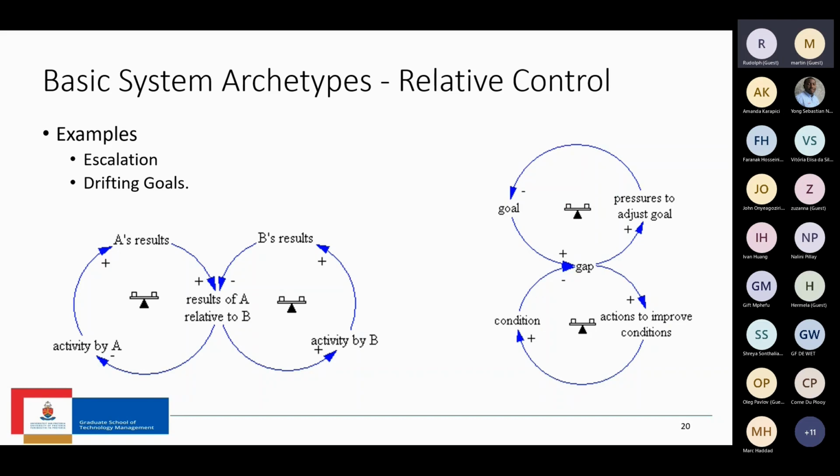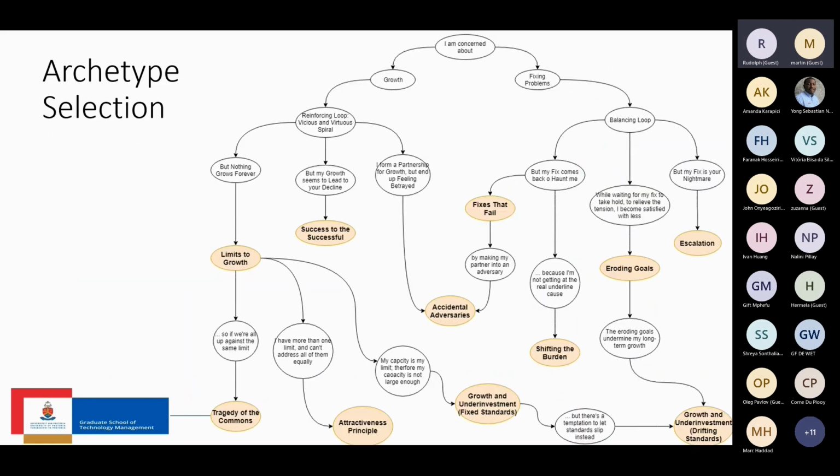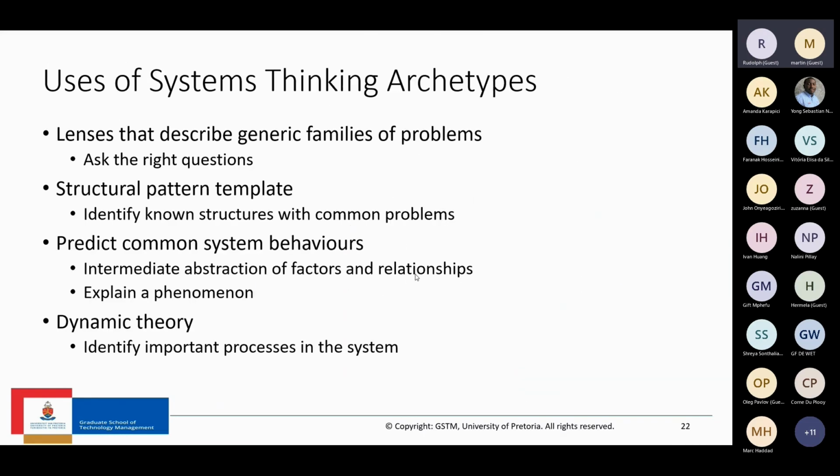So I'm not going to go into all the different archetypes that you can get, but I think when you start using archetypes as part of your modeling process, it's easier and more beneficial to start with these basic ones and then expand onwards. And there are many of these types of diagrams available that you can use to try and identify what the right archetype is for the model that you want to build or the problem that you want to solve. But I'm not going to go into that right now.